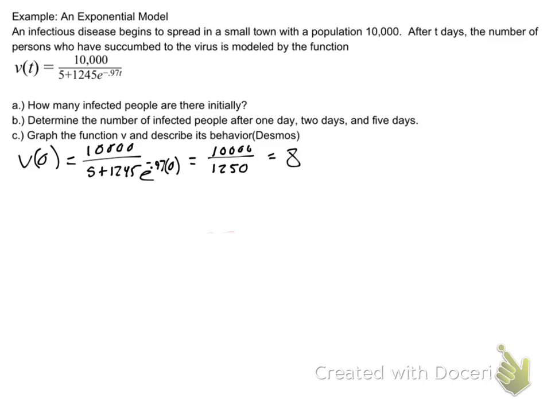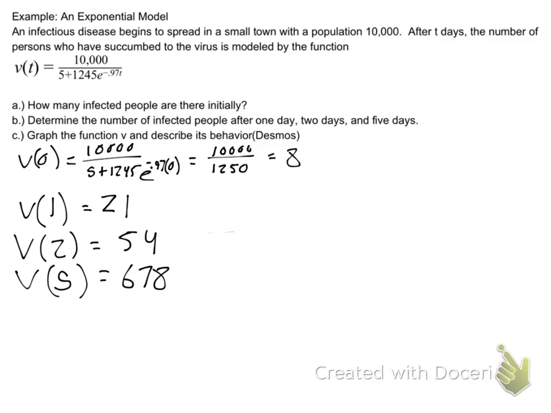How do I figure out at 1 day? Plug in 1. So V of 1, V of 2, and V of, not 3, but 5. I'm going to let you guys do that, and we'll come back together.